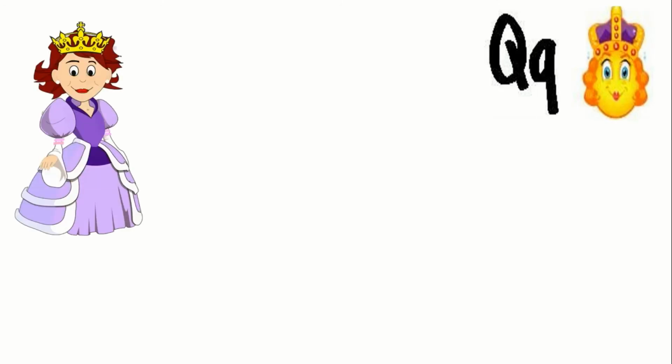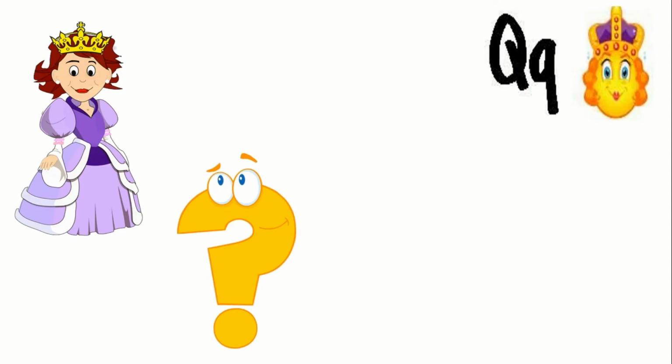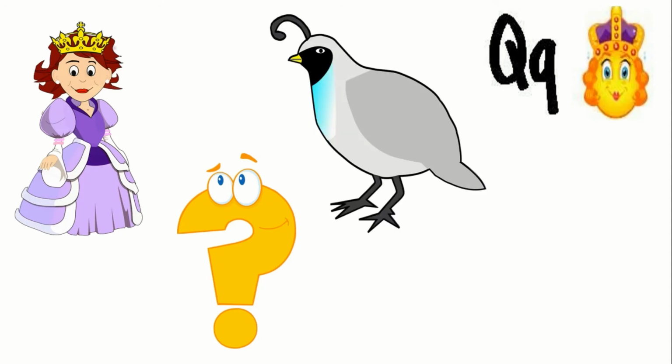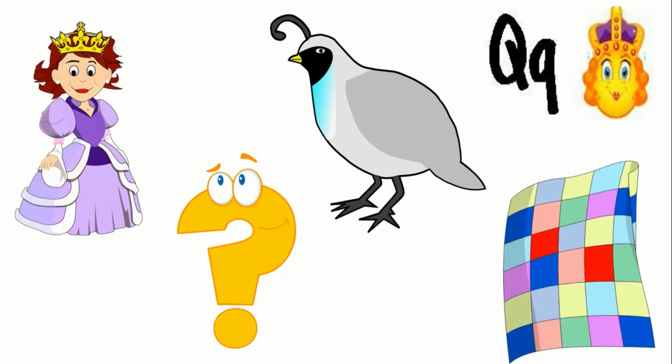Qu, qu, queen. Qu, qu, question. Qu, qu, quail. The quail is a kind of a bird. Quih, quih, quilt. And the quilt is a kind of a blanket. This blanket is made of small pieces of cloth sewed together.